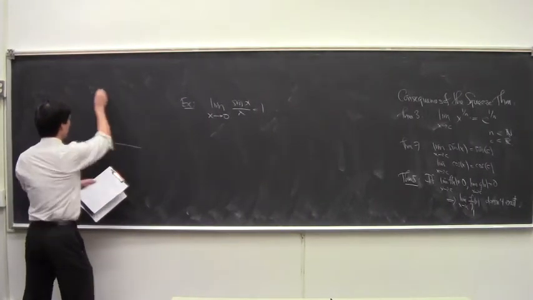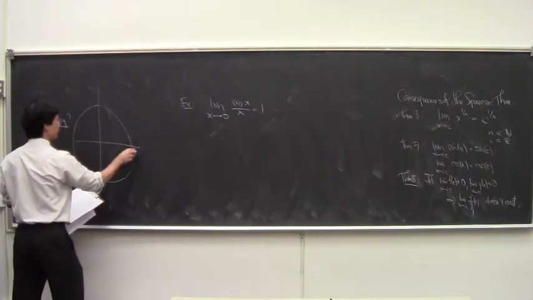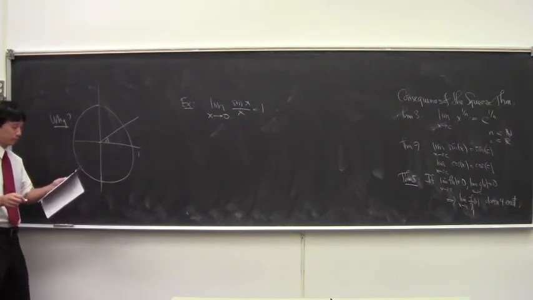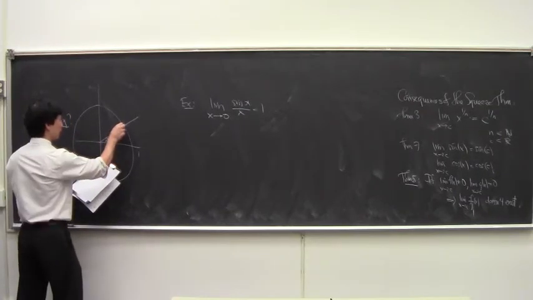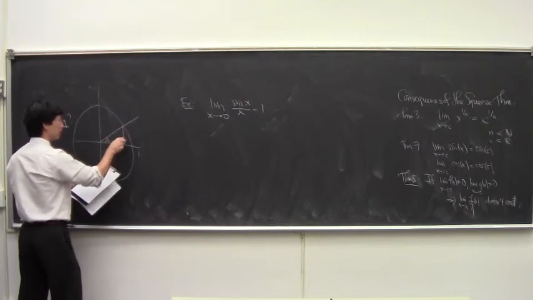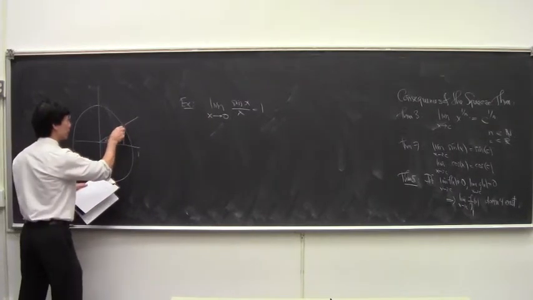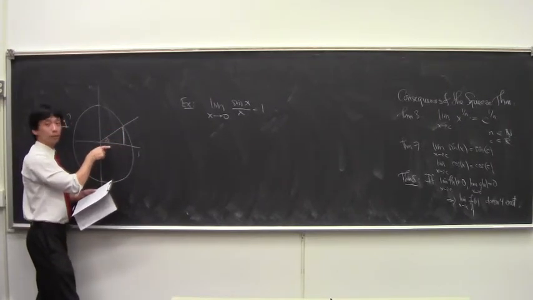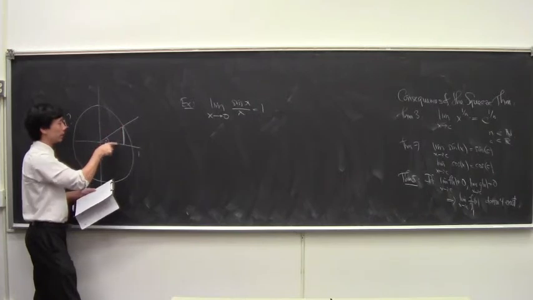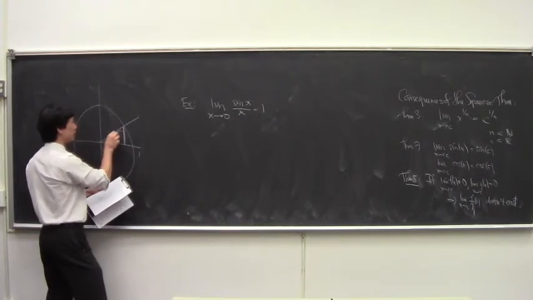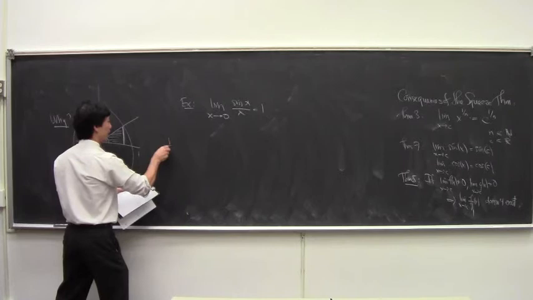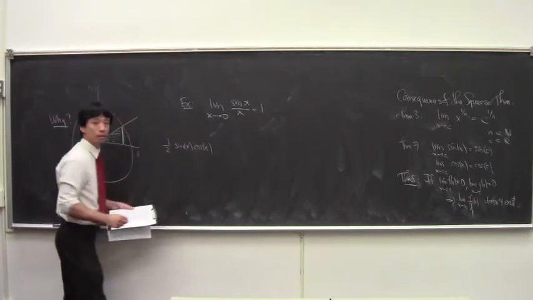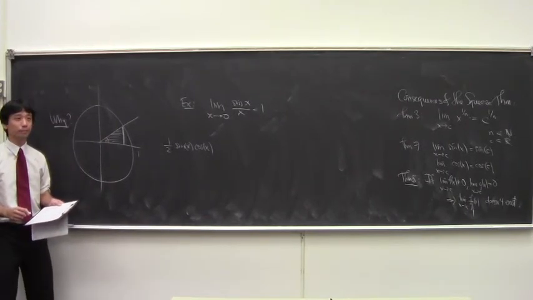So if we look at the unit circle, and we take some angle x, I'm not going to ask you, I'm just going to tell you. You know the height of this, right? What's the height? What's the width? Sine is the height, cosine is the width. So the area of this triangle is 1/2 height times base. That's the area of that triangle.